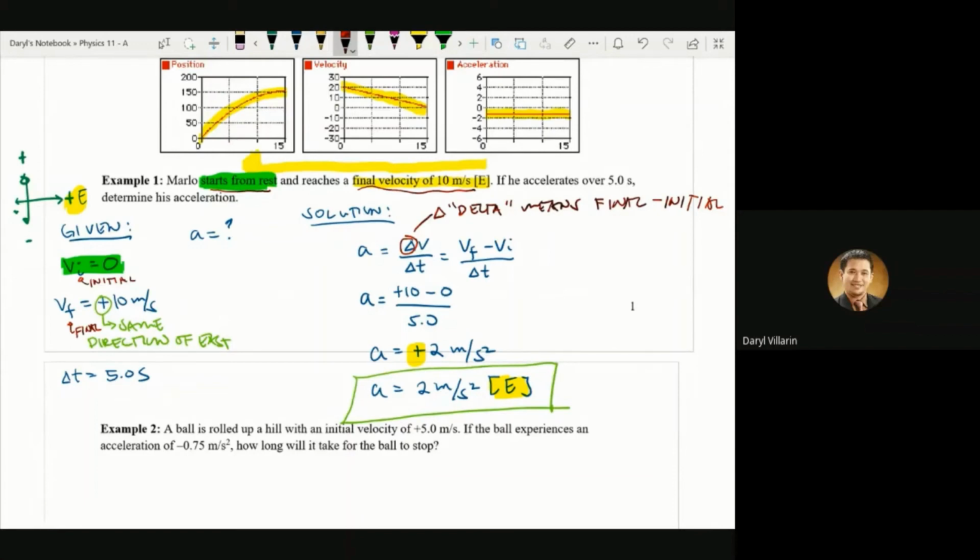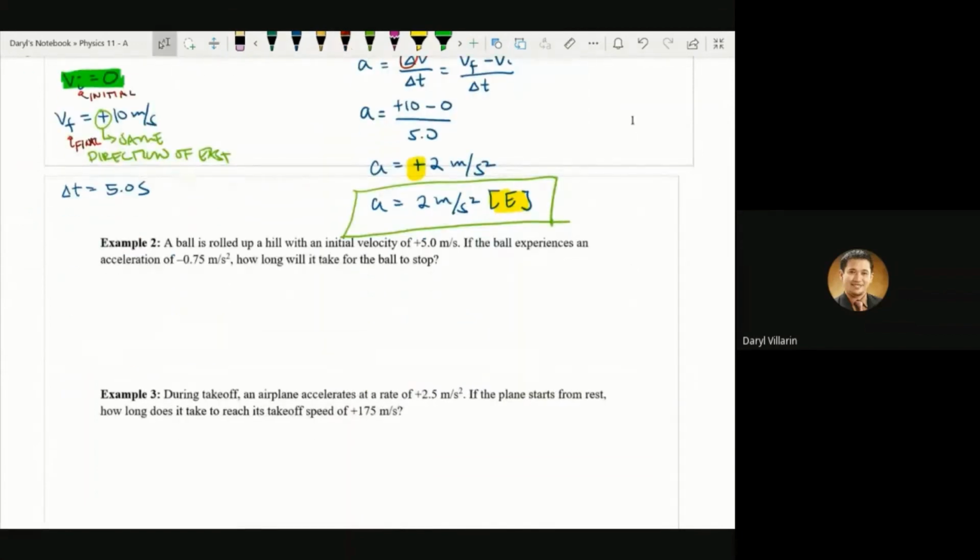So can we proceed to the next one? Okay, so a ball is rolled up a hill with the initial velocity of 5 meters per second. If the ball experiences an acceleration of negative 0.75 meters per second squared, how long will it take for the ball to stop? So I'm just going to take note of the things that are given to me. It's rolled up a hill. Initial velocity is 5 meters per second. The acceleration is given as negative 0.75 meters per second squared. And the question is how long? How long will it take the ball to stop?